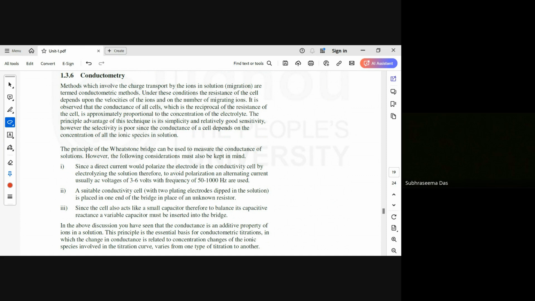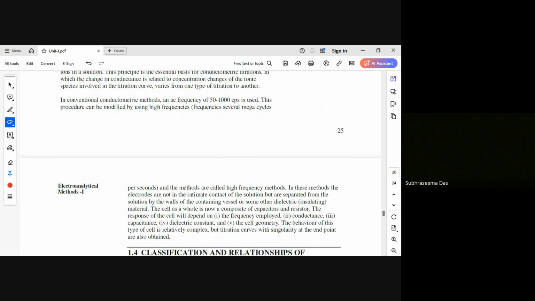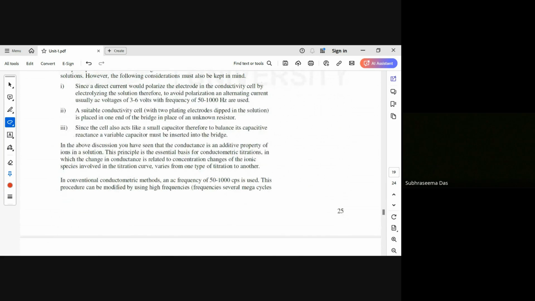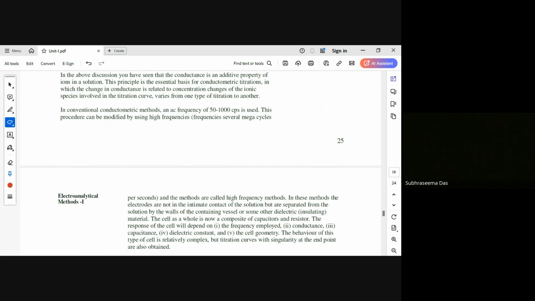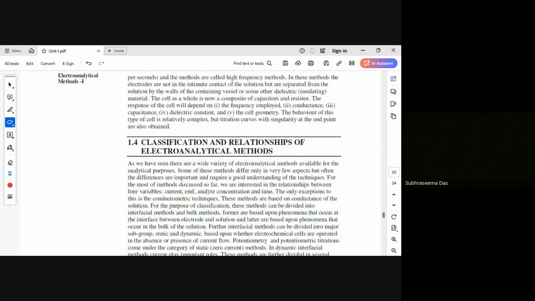This process has one limitation: it is dependent on the concentration of the ionic species in solution. In certain conventional conductometric methods, an AC frequency is used, and currently we are using various frequencies ranging up to megacycles per second. Conductometric titrations are very accurate, and they have been used for the calculation of capacitors, their composites, and the preparation of resistors. Conductometric titrations with a singularity at the endpoint have also been obtained. Conductometric titrations are discussed in another part of the class.